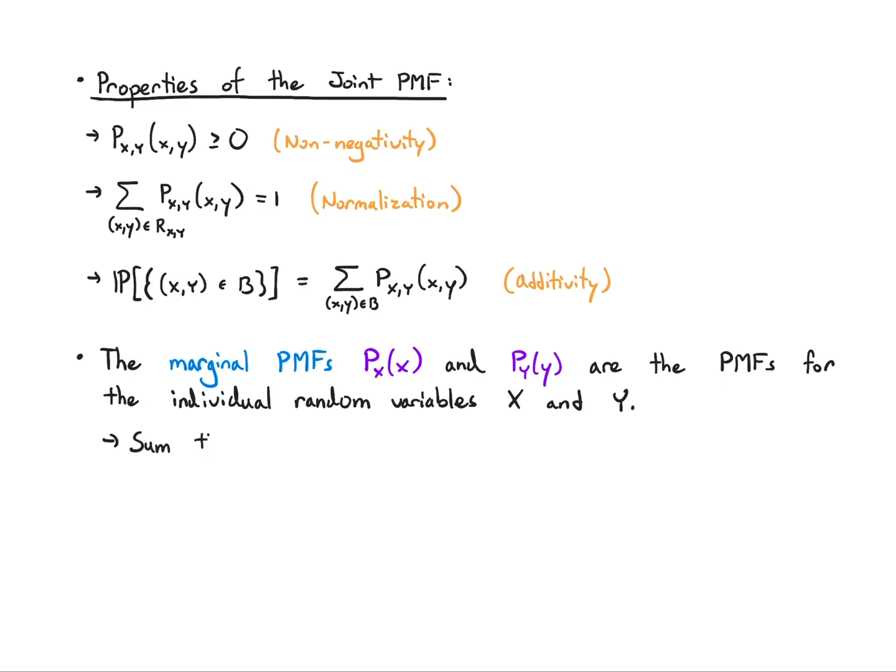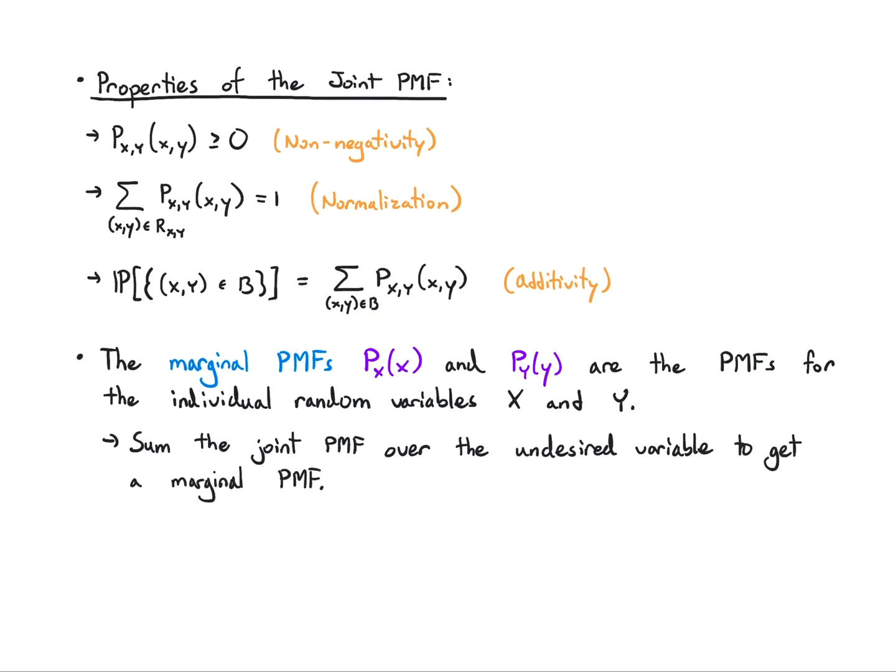What I need to do is sum the joint PMF over the random variable that I do not want, and then I get the marginal. So if I want to get the PMF of x, I sum over y the joint PMF. And if I want the PMF of y, I sum over x. Okay, so I aggregate all the probability for all the possible values of the thing that I'm not interested in.